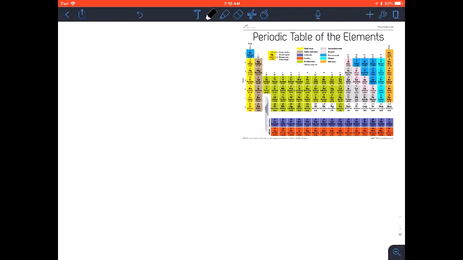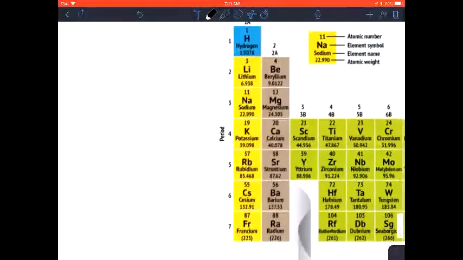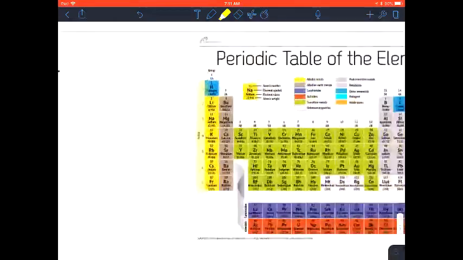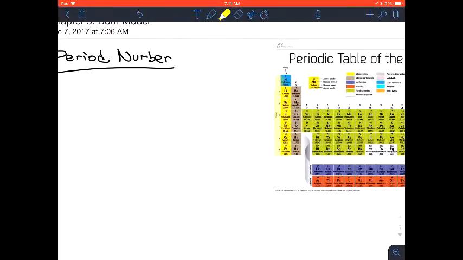But for the first 20, this technique will work just fine. It really does work for all of the elements, but it's easiest to describe without the quantum mechanical model for the first 20. So let's get started. The first thing that you need to know when making the Bohr model is the period number. You can find the period numbers along the sides of your periodic table. Those are going to be the horizontal rows. So there are 7 periods on the periodic table, and this is going to correspond to how many rings that you need.